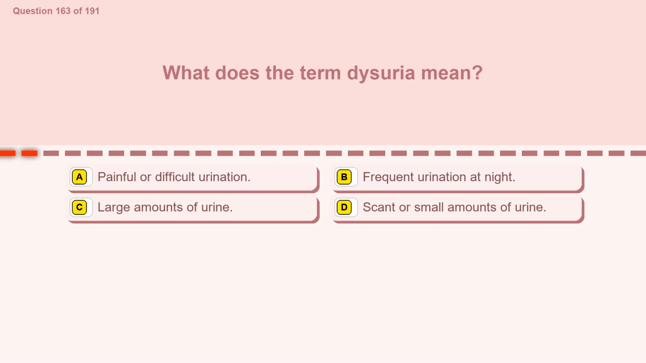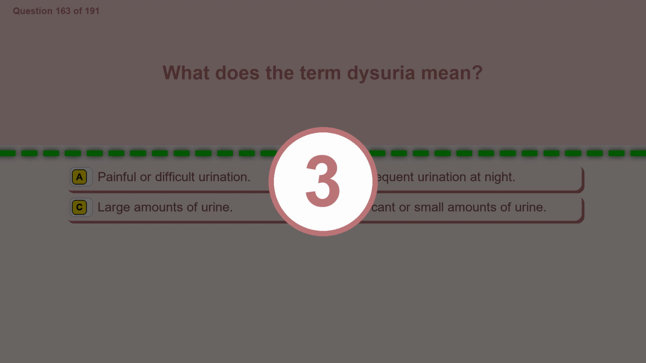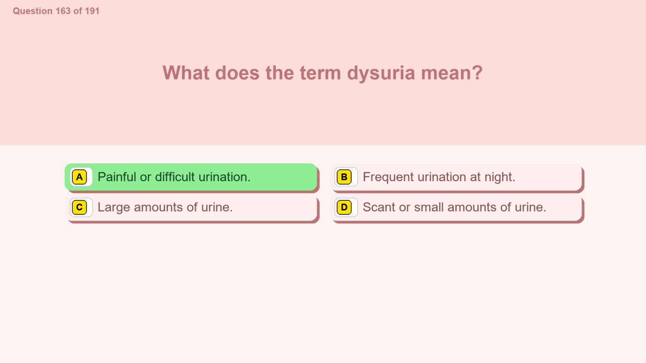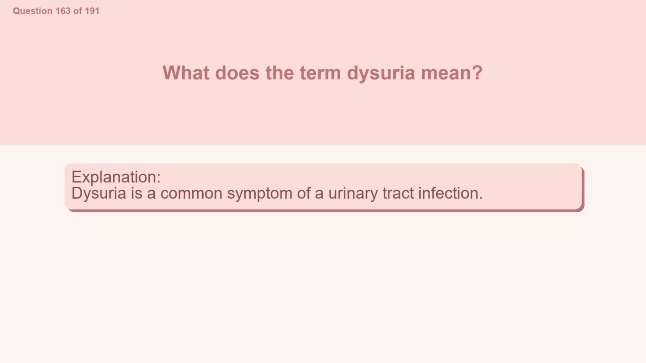Question 163. What does the term dysuria mean? Option A: painful or difficult urination. Option B: frequent urination at night. Option C: large amounts of urine. Option D: scant or small amounts of urine. The correct answer is option A: painful or difficult urination. Dysuria is a common symptom of a urinary tract infection.